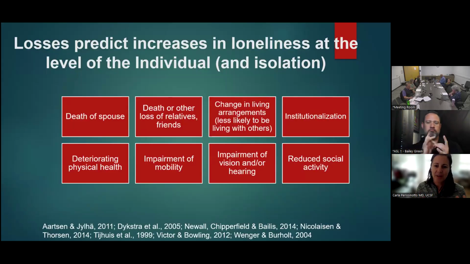So how do we think about, as we age, what predicts or puts us at risk for being lonely? Well, we think about this in terms of losses: the death of spouses, changes or deterioration in physical health, mobility impairments, change in living environments, visual and hearing impairments, and then reduced social activity. So it's bi-directional, right?